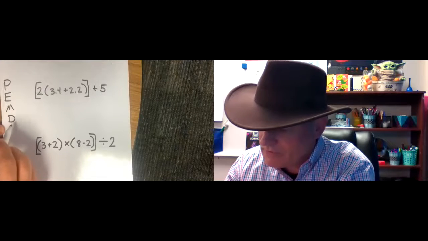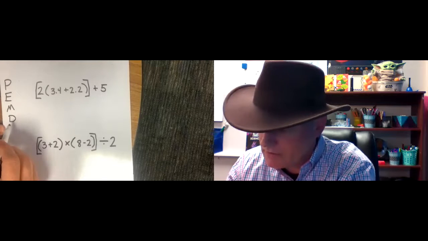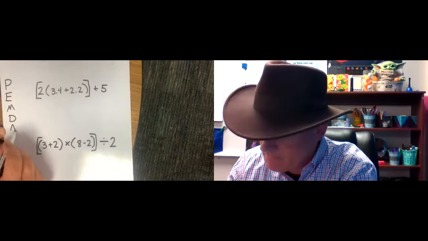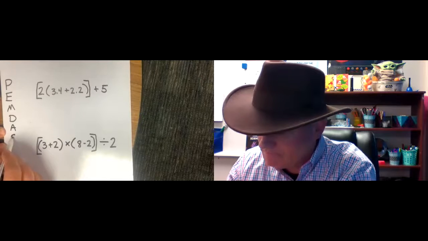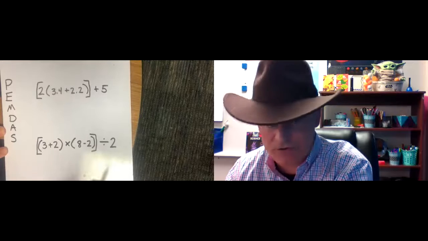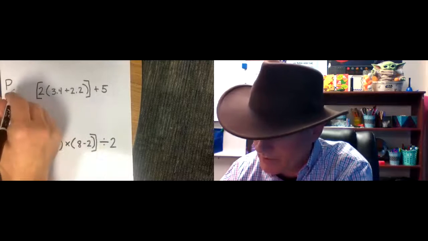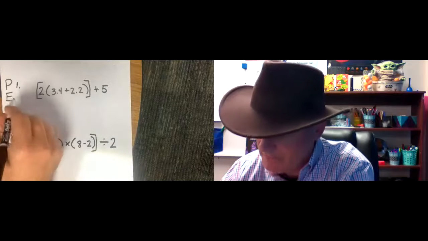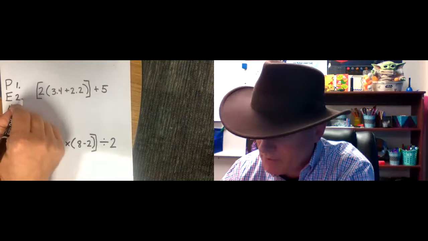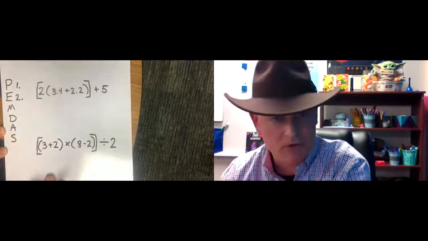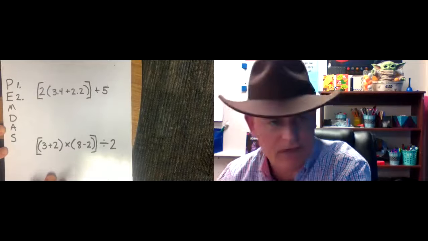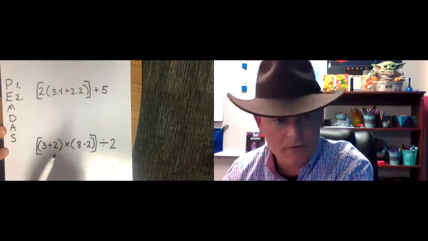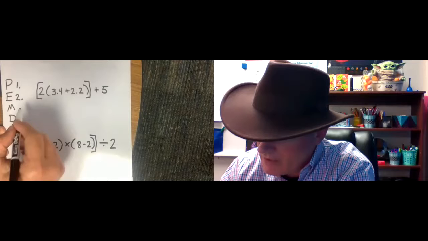P is for parentheses, E is for exponents, M is for multiplication, D is for division, A is for addition, and S is for subtraction. Let's put little numbers on those. What do we do first? Parentheses. Second, we would do exponents. But in 5th grade here in Texas, the great state of Texas, we do not do exponents in 5th grade. We're going to wait for 6th grade for that.